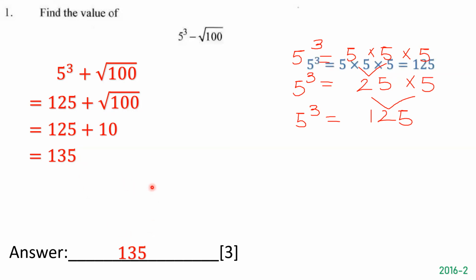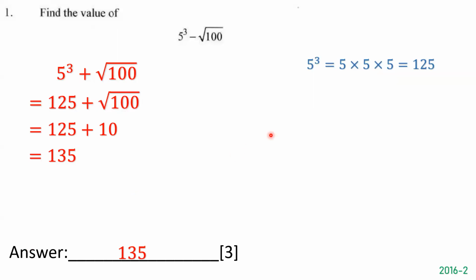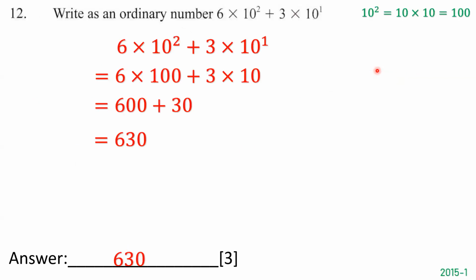Okay, let's move on to the next question. Oh, I did have it here. Let me erase our link. So I did have it written down, which is 5 times 5 times 5, which is 125, and the square root of 100 is 10. Okay, let's move on to the next question.